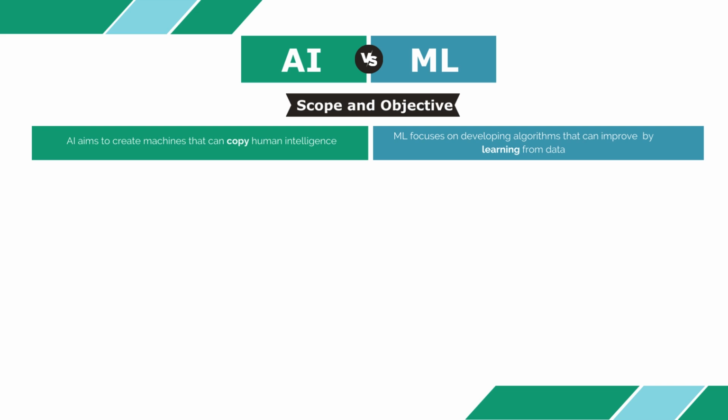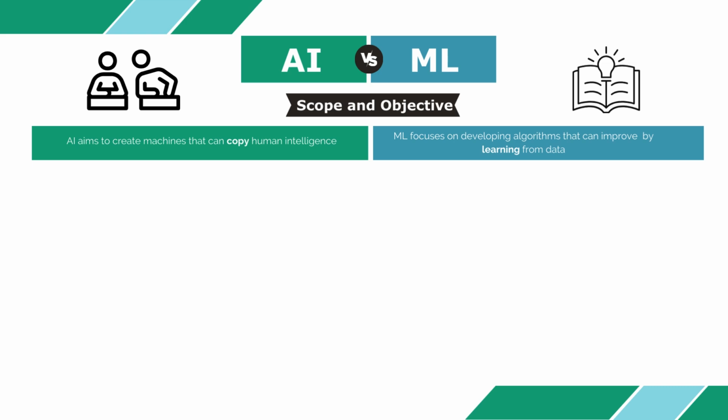When it comes to scope and objective, AI tries to create machines that can copy human intelligence. Copy is very important here, that's the keyword. And ML focuses on developing algorithms that can improve by learning from data.